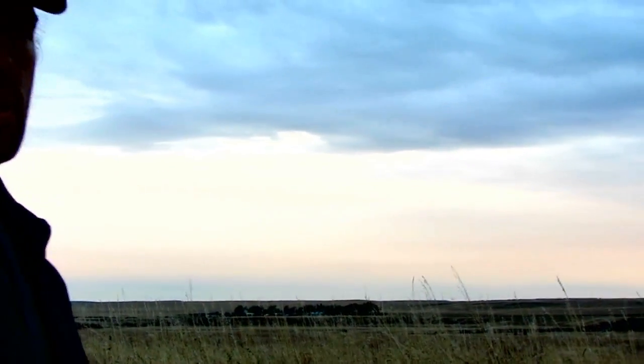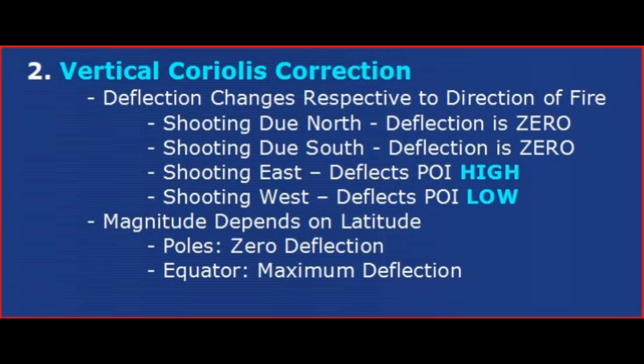We'll calculate what your actual corrections will be. Now, if you're shooting due west or due east, there's another thing that's going to come into effect, and that's your vertical Coriolis adjustment. Now, unlike the horizontal Coriolis adjustment, like we just talked about before, that doesn't matter what direction you're pointing, but it does matter on your latitude. But your vertical correction, that's up and down, is going to matter based on direction.